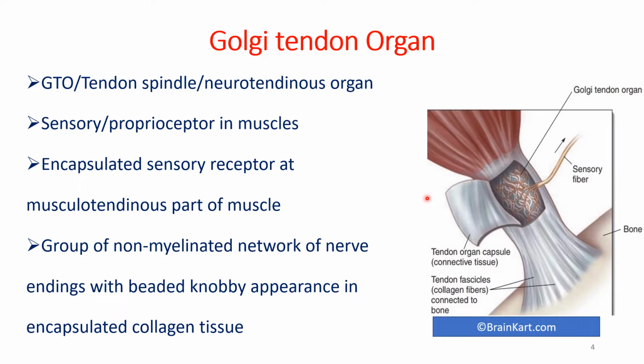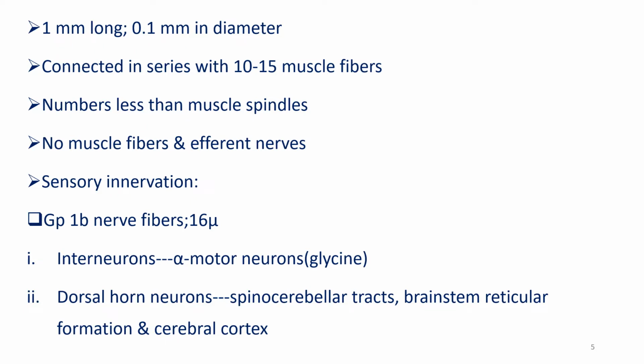The Golgi tendon organ, or what we call GTO, is an encapsulated sensory receptor through which the muscle tendon fibers pass, and it is located immediately beyond their point of fusion with the muscle, that is at the musculotendinous part of the muscle. It consists of a group of non-myelinated nerve fiber endings, present in the form of a beaded or knobby appearance in collagen tissue covered with a capsule. Each Golgi tendon organ is about 1 millimeter long and approximately 0.1 millimeter in diameter.